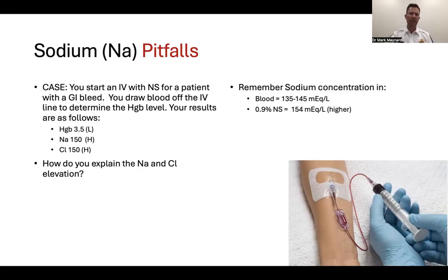Now, remember, in the blood, the sodium should be 135 to 145. But in saline, it's 154. So how do you think that these numbers are explained? Basically what happened is the saline got into our sample and diluted our sample. So we get a high sodium and chloride because that's what we were running in, and we diluted the hemoglobin. So we made the hemoglobin lower because we added too much saline to the sample.